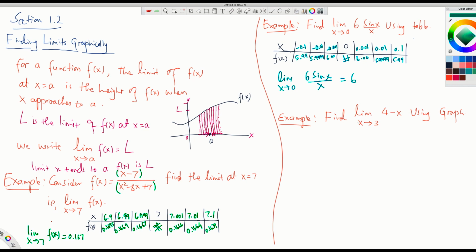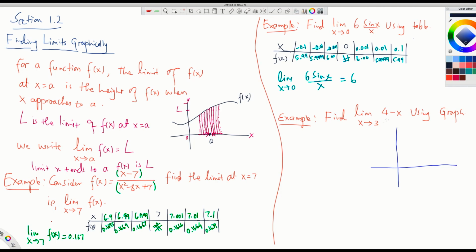Let us do this one using the graph. So this is slightly different because we didn't do the graph here. Now we're going to do the graph for this problem. Okay, so let us draw the graph of this problem. If I draw the graph of that, this is what the graph looks like. So draw the x-axis and the y-axis.